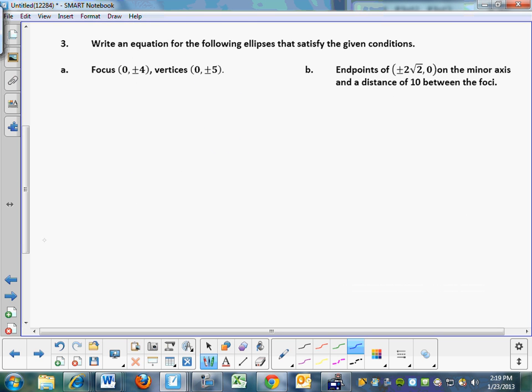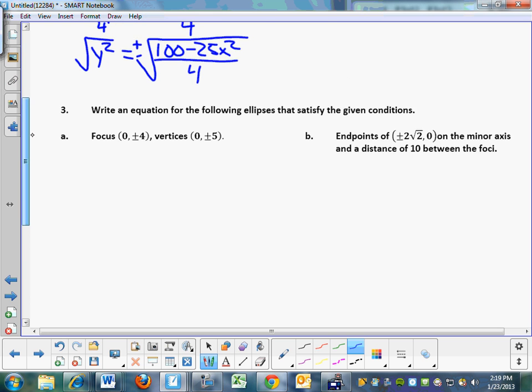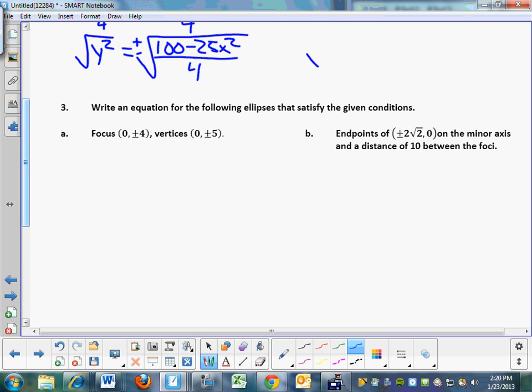It says, write an equation for the following ellipses that could satisfy the following conditions. So what we want to do is we need an equation, and we're going to assume that these are all centered at (0, 0). But an equation is going to be of the form x squared over a squared plus y squared over b squared is equal to 1. And note that a squared could be under the y squared or the x squared. It just depends on how it's stretched. That's what we have to figure out.